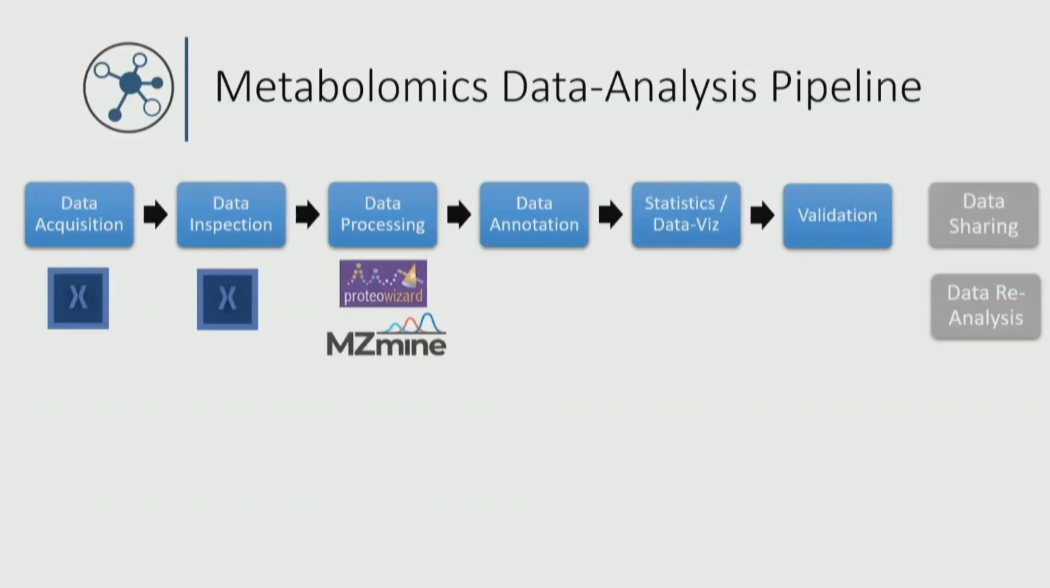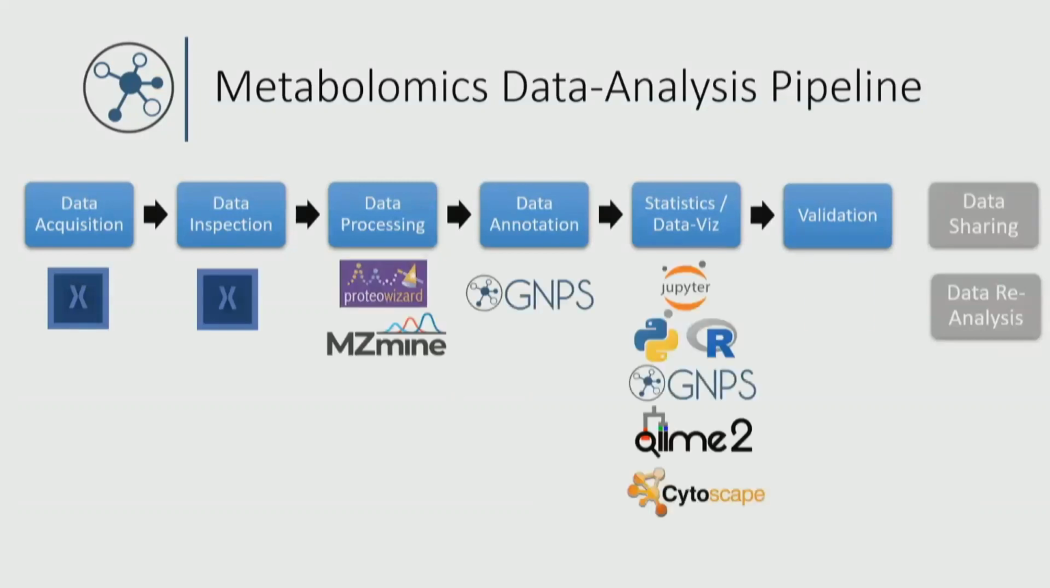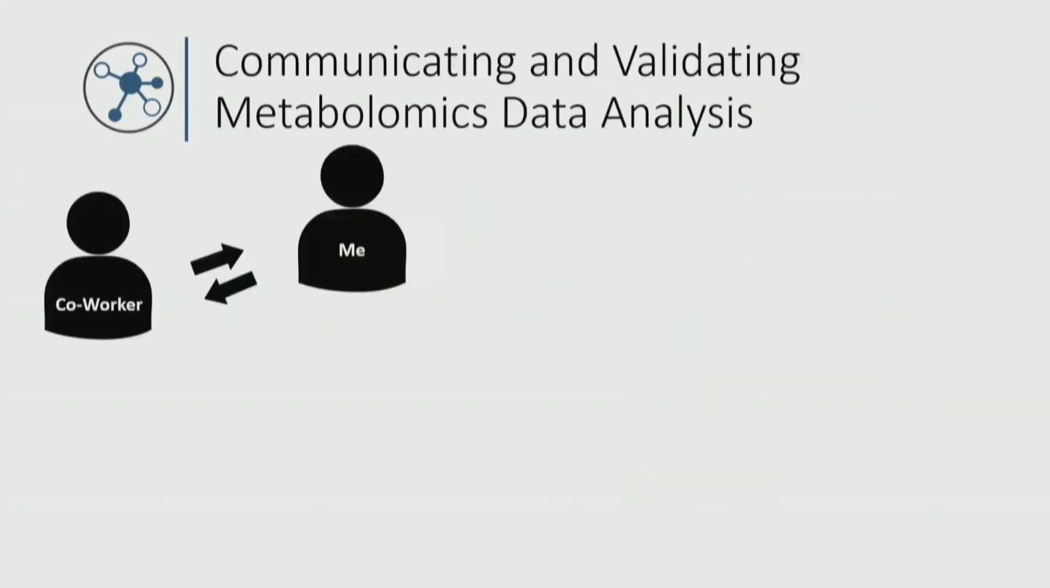So in my case, this is a nice combination of different tools. We use vendor specific software like Excalibur and Qual Browser for the first steps. And then there's a couple of open source tools we combine to do feature finding, annotation, statistical prioritization and validation. Now, while this works out really well for myself after the years, when it comes to communicating these results, and especially validating results, it's already getting a little tricky.